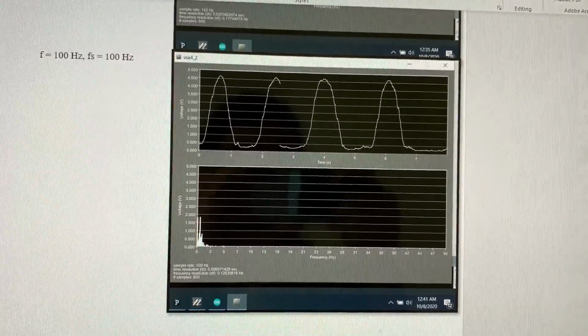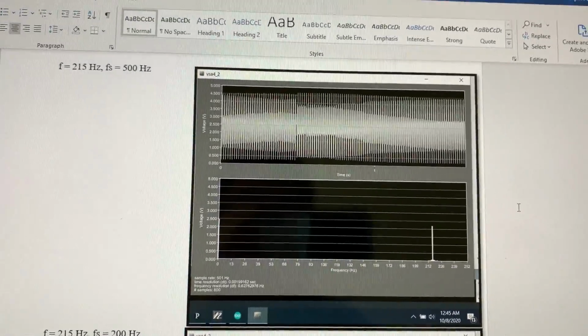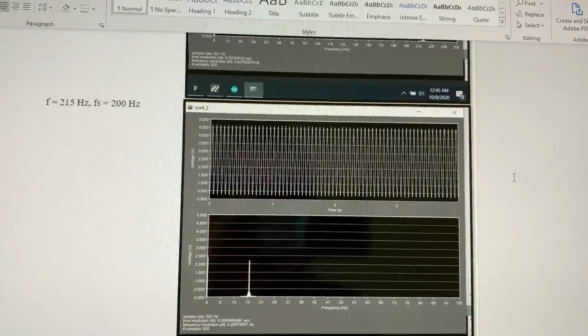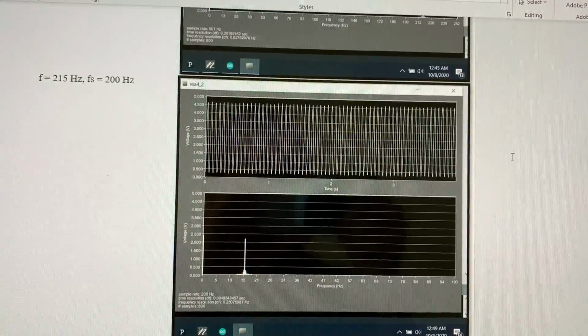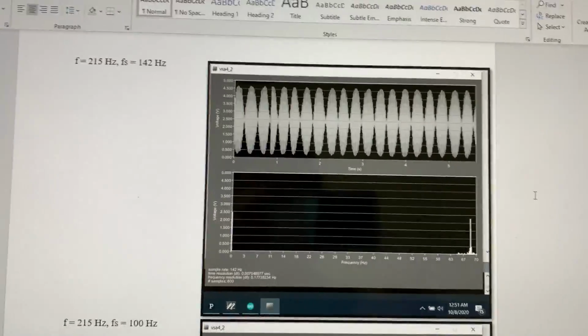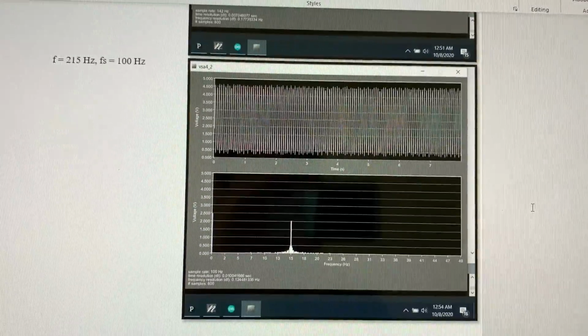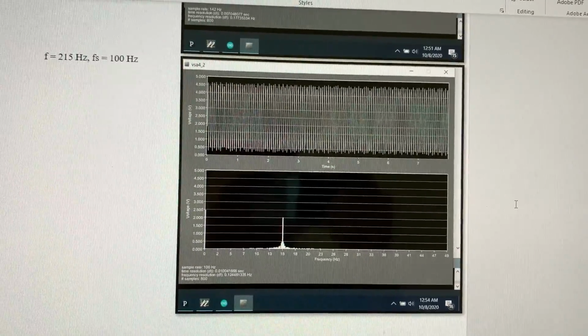These two graphs demonstrate aliasing. The 200 hertz sampling frequency demonstrates aliasing. Both these graphs demonstrate aliasing.